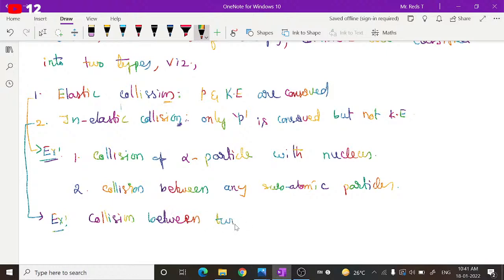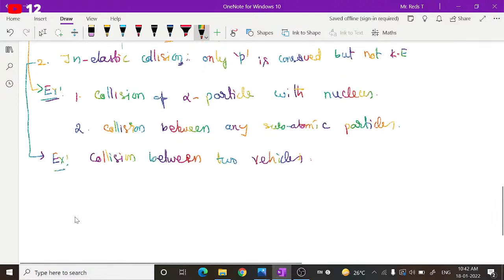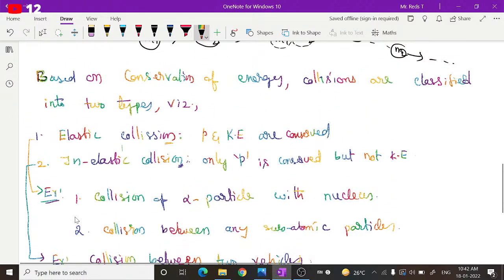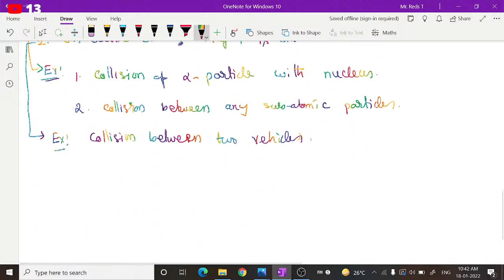The collision between two vehicles can be considered an inelastic collision, right? Here you also need to have an idea about one more collision, called perfectly inelastic collision. Considering the types of collisions based on conservation of energy: elastic collision, inelastic collision. Some books give a third type here itself, that is perfectly inelastic collision. So let us see briefly what is perfectly inelastic collision.